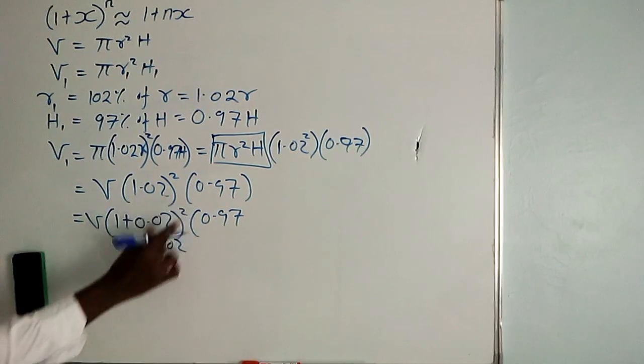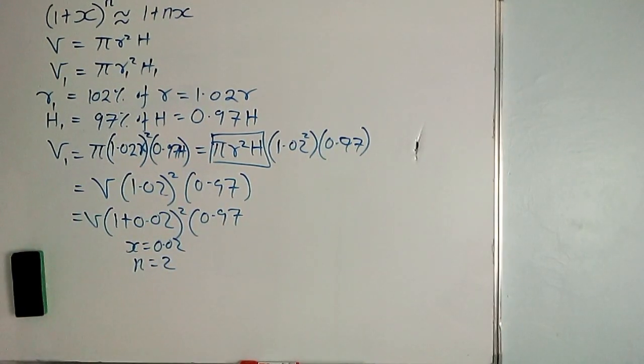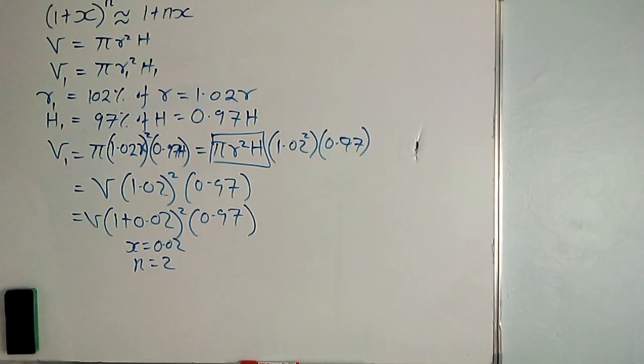Are we together? Tuko pamoja? N is not there, meaning it just remains 0.97 like that. Because if it was raised to any power other than 1, then it must be in the form of 1 plus x raised to power n, isn't it? But you can see the power is just silent, not there. So we don't expand it in the binomial expansion. Binomial expansion expands the power which is there, isn't it?